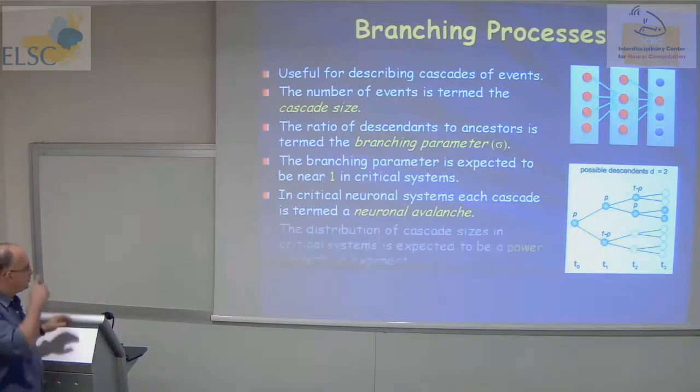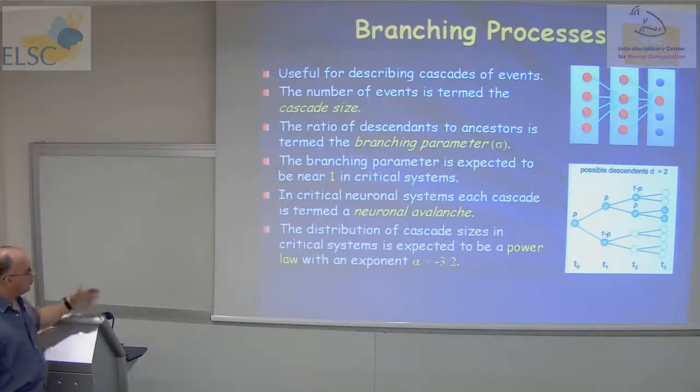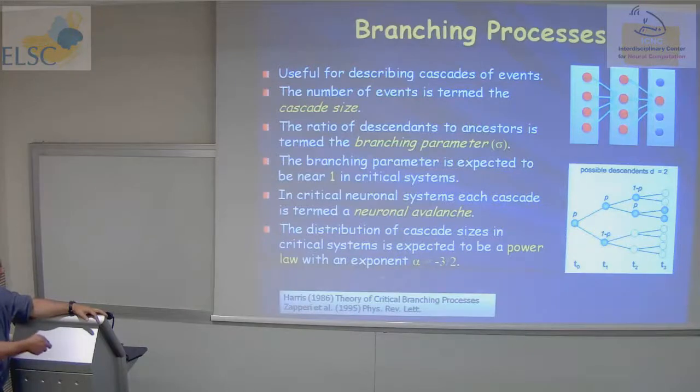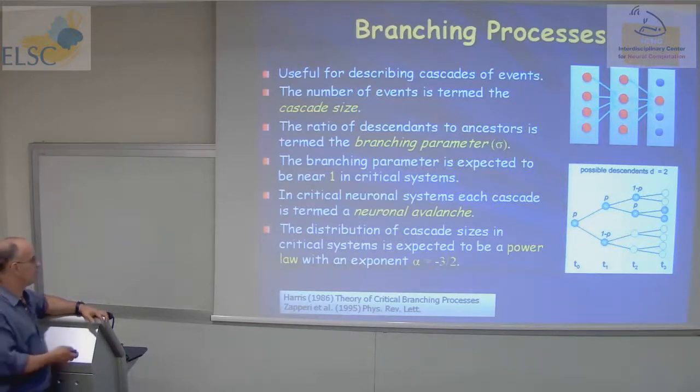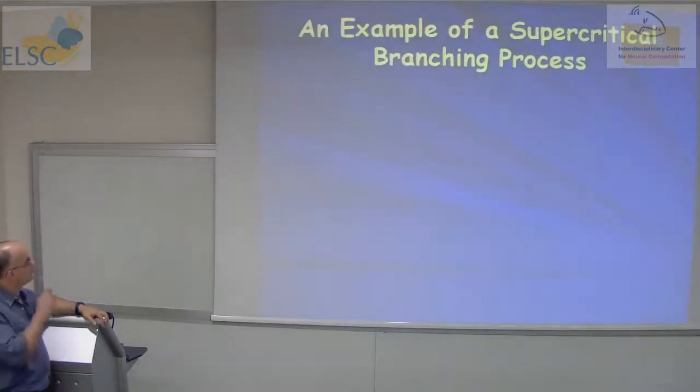And we have a very important prediction of the theory of critical branching processes, which appears, for instance, in this famous book in the context of branching processes and other papers: if the system is critical, you will see that the cascade sizes are distributed like a power law with a specific exponent of -1.5. It comes from relatively elaborate theory. That's the prediction.